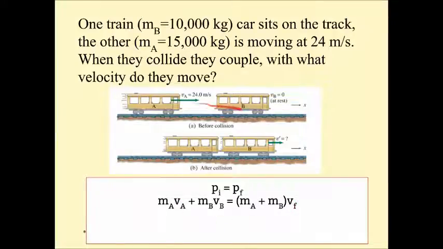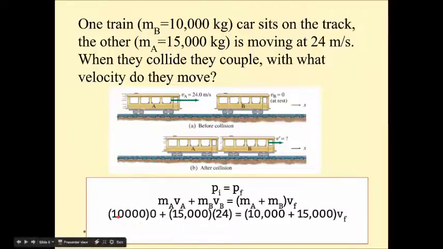Okay, so next we're just going to take the numbers that are given and plug in. So we have 10,000 times 0. Anyway, 10,000 times 0 would be the mass of car B times its velocity, which is 0. So it does not have any momentum because it's sitting there. And then all the momentum comes from the 15,000 times 24. And that's going to be equal to the sum of the two train cars and then velocity. So to calculate this, we're going to take 15,000 times 24, and then we're going to divide it by 25,000.